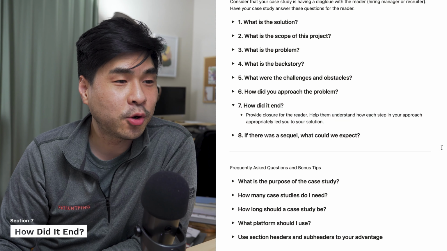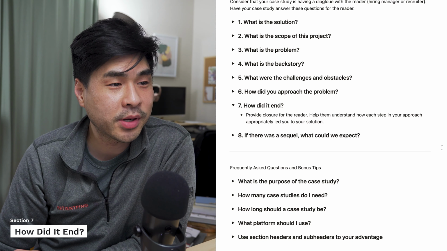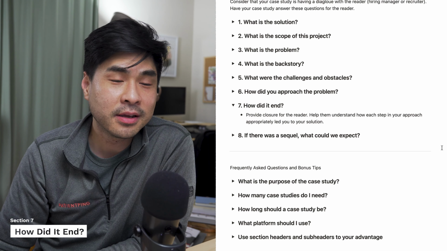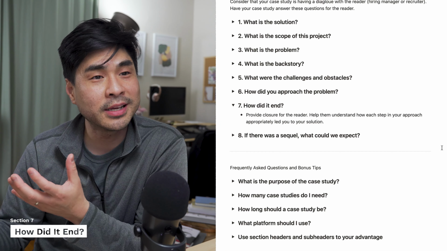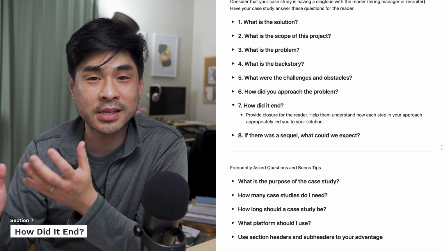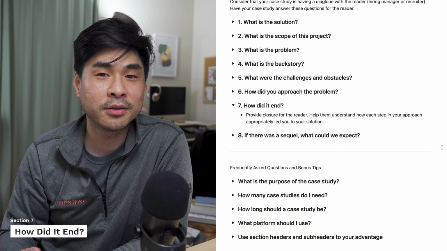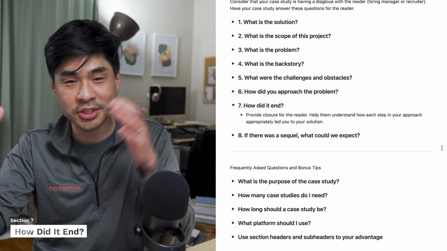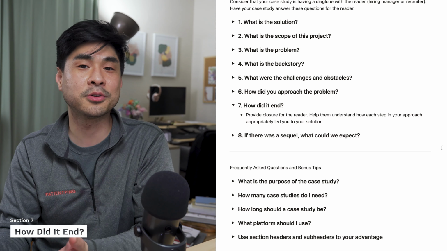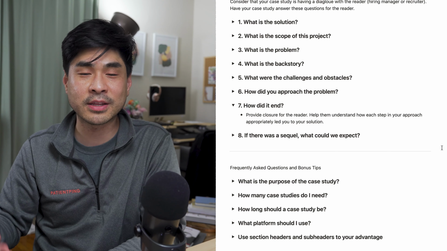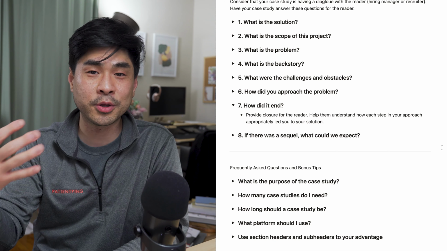All right, so we're almost at the home stretch here, and this is number 7, how did it end? Here, I want to get some closure. So I could probably guess how all the dots connect, but it's always helpful when the writer of the case study helps connect those dots for me and helps me land the conclusion and validate the fact that what I'm thinking actually is what you intended.